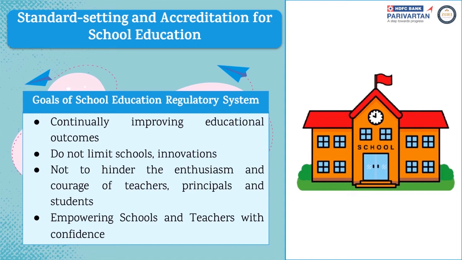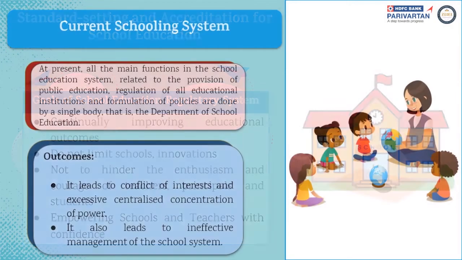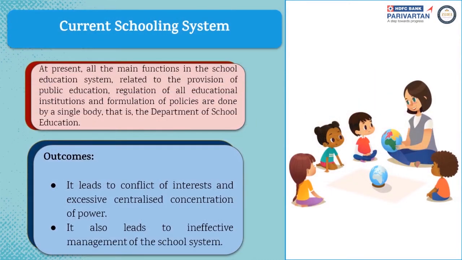The enthusiasm and courage of teachers, principals, and students should not be hindered, and schools and teachers will be encouraged with confidence. If we talk about the current schooling system and its outcomes, at present, all the main functions in the school education system related to the provision of public education and regulations are controlled by a single body, that is, the Department of School Education. And this has led to conflicts of interest and excessive centralized concentration of powers, which has led to ineffective management of the school system.